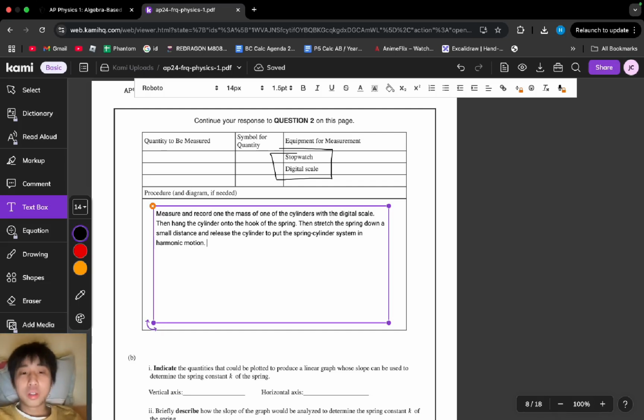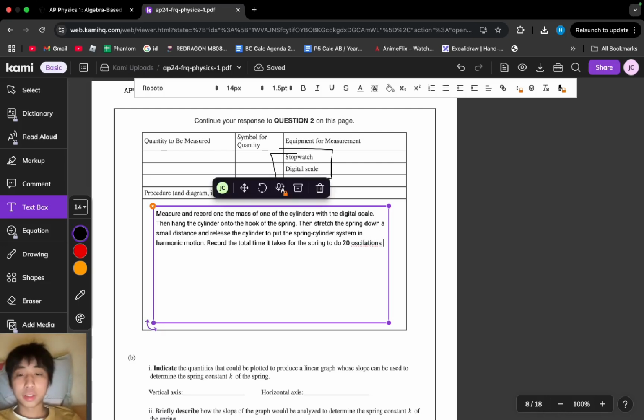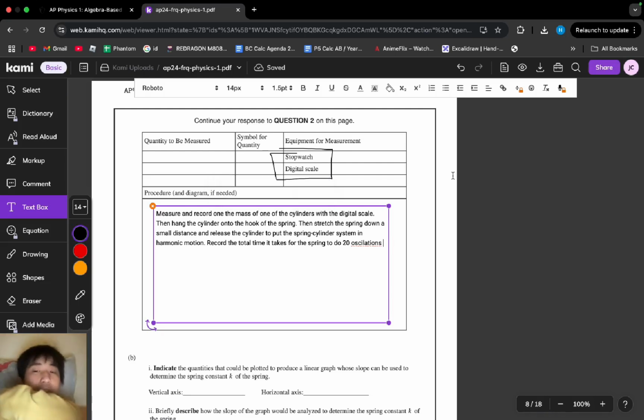So you're going to say, record the total time it takes for the spring to do, let's say, an arbitrary number like 20 oscillations. Now remember that oscillations and the period are not the same; rather, the average time it takes for one oscillation is the period. And to reduce experimental error, we're going to do 20 oscillations to get the average period.